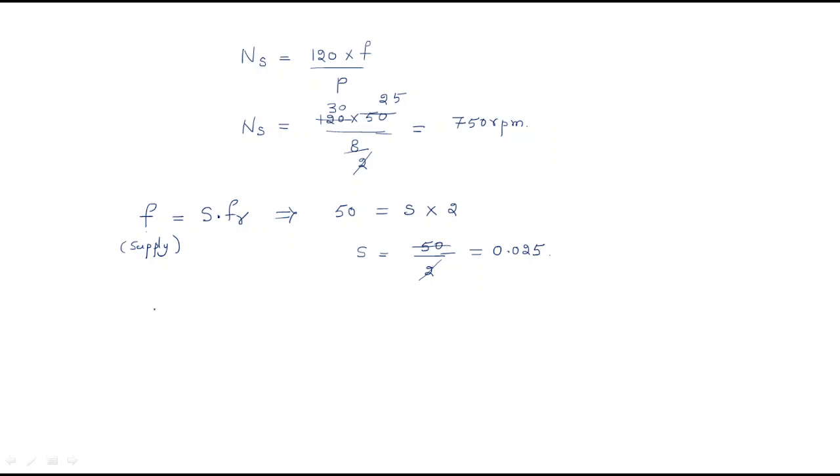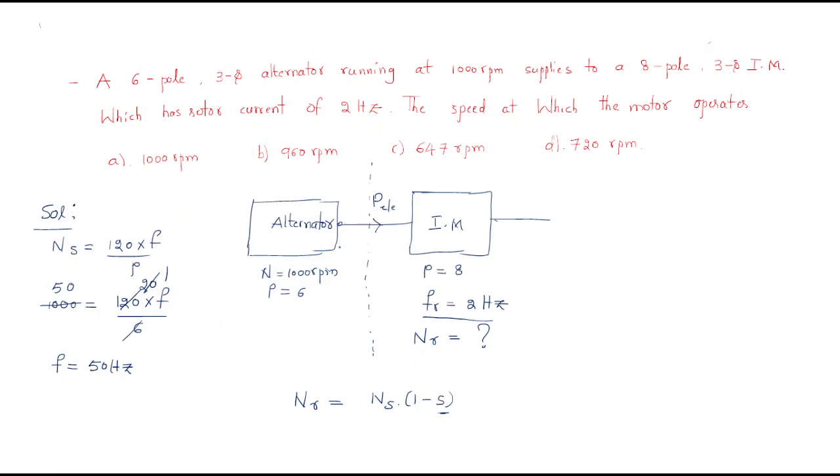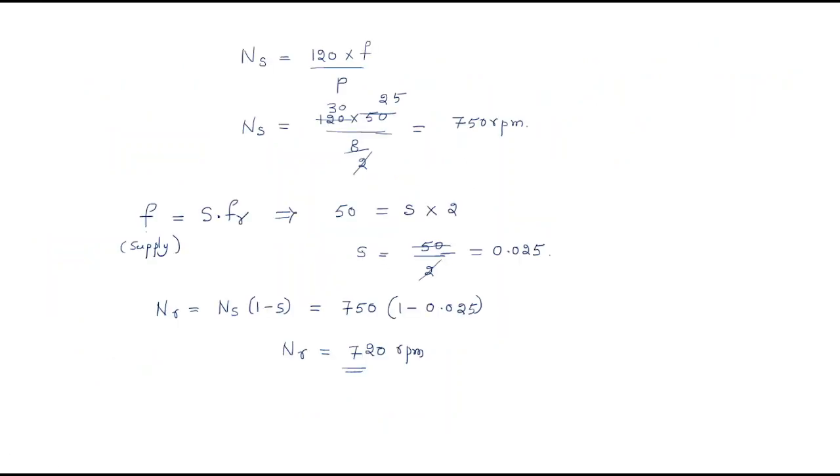From this we can write the rotor speed, Nr equal to Ns into (1 minus s). Nr equal to Ns is 750, and 1 minus the slip. By doing the calculation we will get the rotor speed Nr equal to 720 rpm. Whenever the alternator is connected like this, first you find out the supply frequency. From the supply frequency we will find out the speed of the induction motor. From that we can find out the slip. So by doing this we will get the answer.